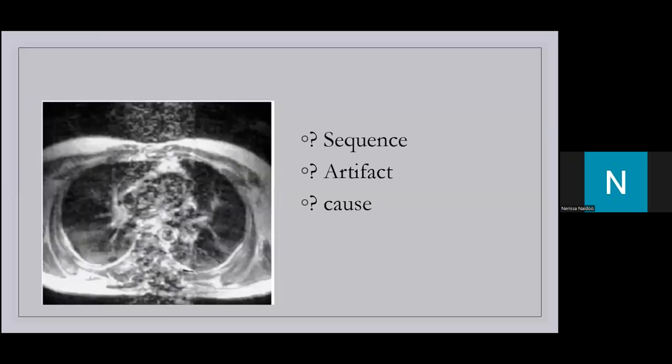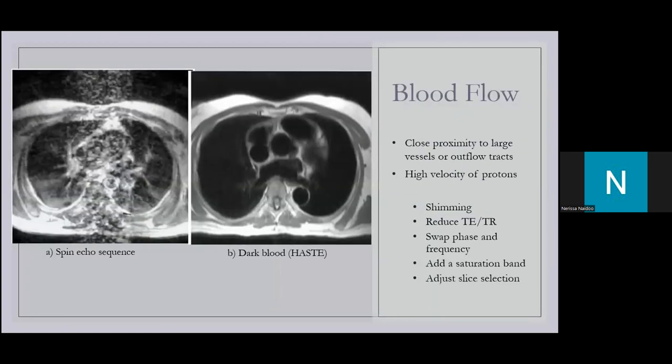Okay, moving on. Can anyone take a guess on this one? No takers? Okay, so this one is related to blood flow. We know the heart is constantly moving, but we've got great vessels that are lying in close proximity. So the speed and the velocity of the protons within these vessels cause a blood flow artifact. It looks a lot like the ghosting artifact, except that it's not going to go through your whole image; rather it goes over or close to the area of interest.